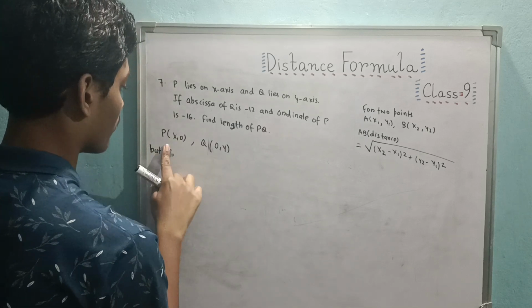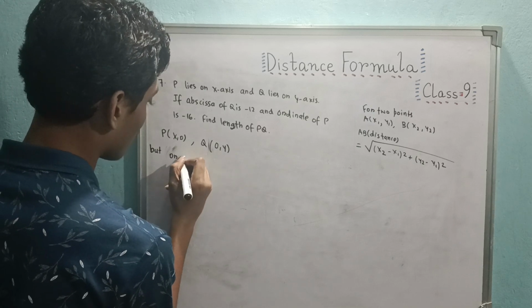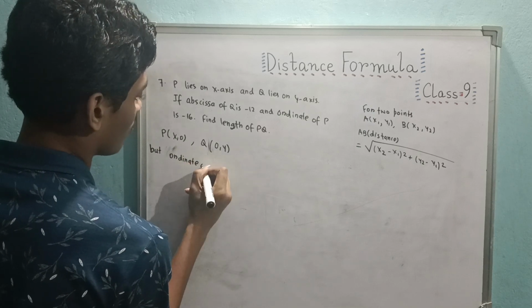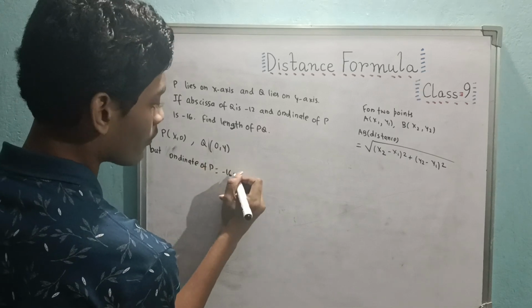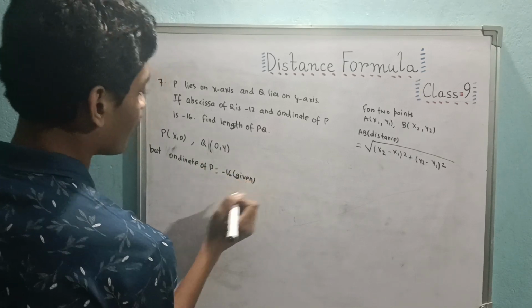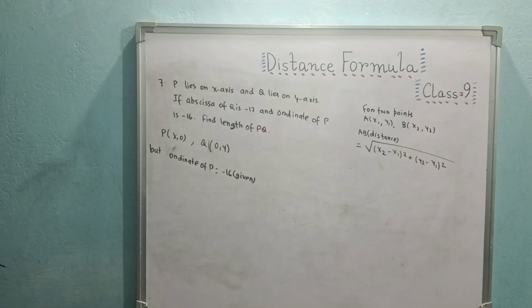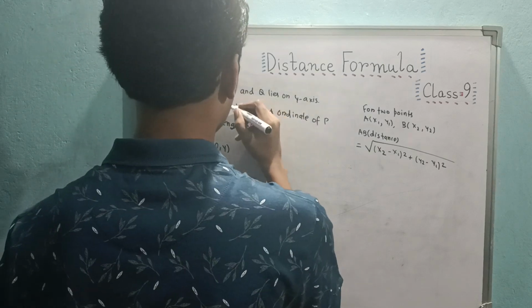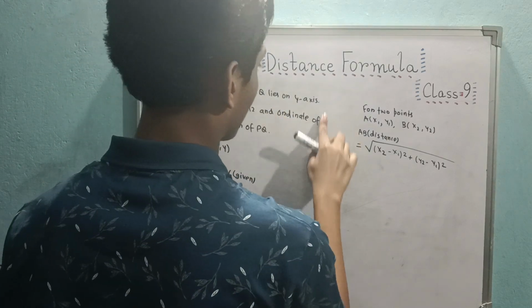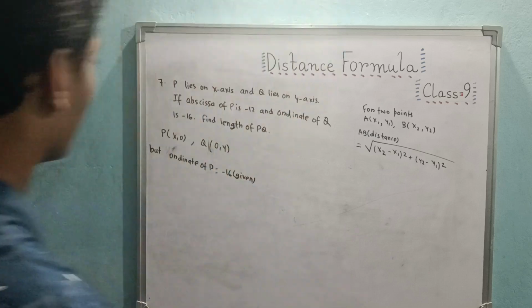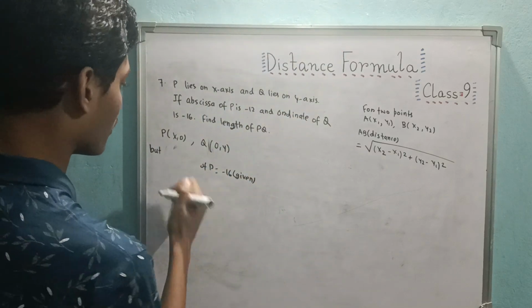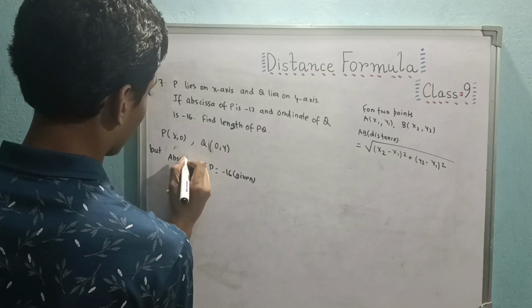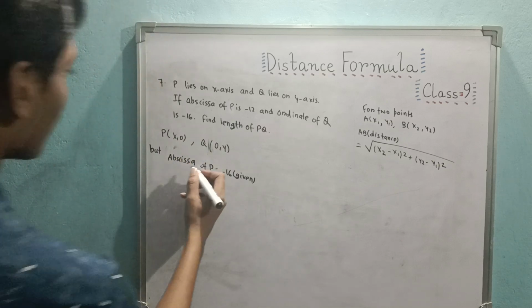But ordinate of P equal to minus 16 given. Now see. Okay, what is this? P lies on the x-axis. Actually I wrote it correctly in the first part. I don't know, I rubbed it. Sorry guys, okay. So this is abscissa. I just got confused a little bit. So see this.